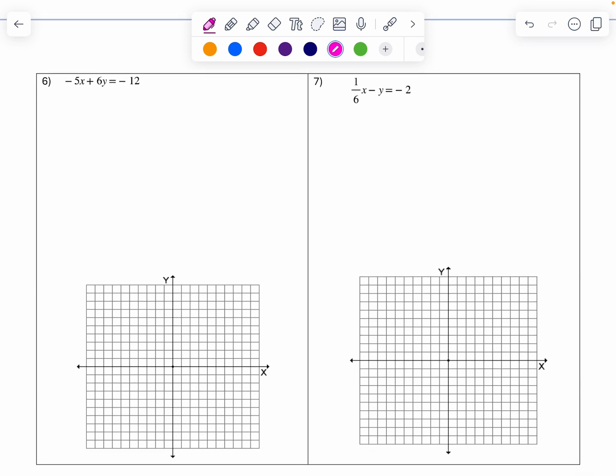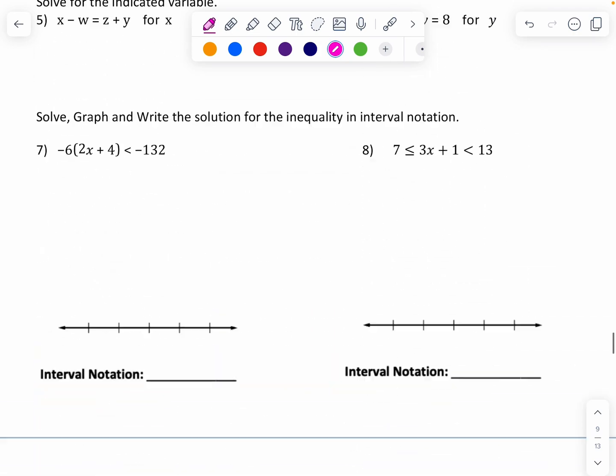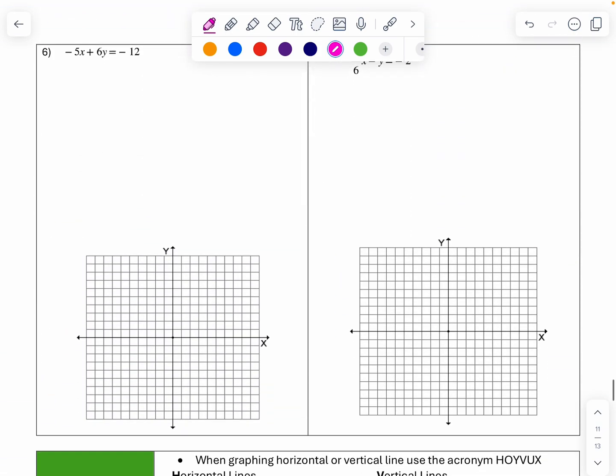Okay, these are in standard form again, so we've got to rearrange. Ooh, that's weird. Okay, so 6, I want to get y alone. So right now it's a -5x, so I'm going to do the opposite and add it. So we've got 6y equals, this time the 5x is positive, so I'm going to write positive 5x and then a -12 because it's a -12. And then we're getting y alone, so I'm going to divide by 6 everywhere. So y equals 5/6 x minus 2.